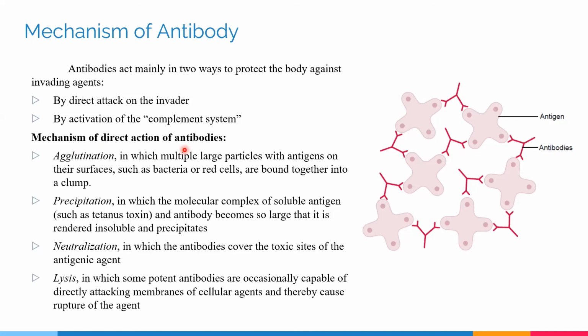So when antibodies try to attack the foreign object directly, these mechanisms include first agglutination, in which multiple large particles with antigens on their surface, such as bacteria or red blood cells, are bound together into a clump, such as we can see right here. So a big particle, which has a number of antigens, has multiple antibodies bound to it, and antibodies cause this whole large amount of foreign particles to agglutinate and form clumps, and thus inactivating them.